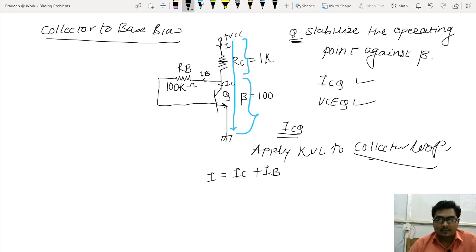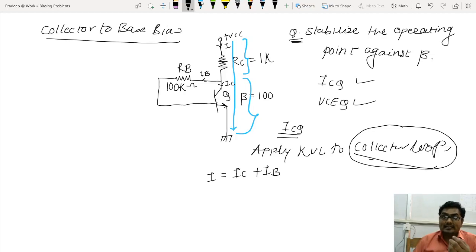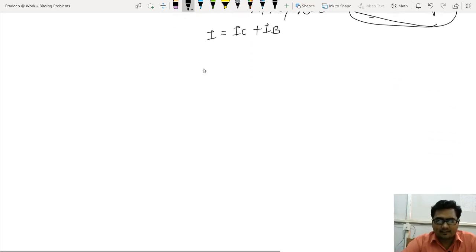So applying KVL to the collector loop is not useful. We need to look into the base loop to calculate collector current. What is the general process? If you want collector current, apply KVL to the collector loop. But here is the only exception: when I want to calculate ICQ, I need to apply KVL to the base loop. Now, let us apply KVL to the base loop.